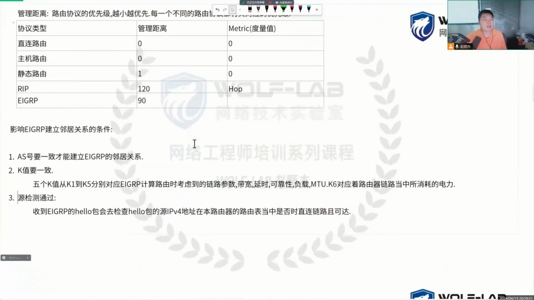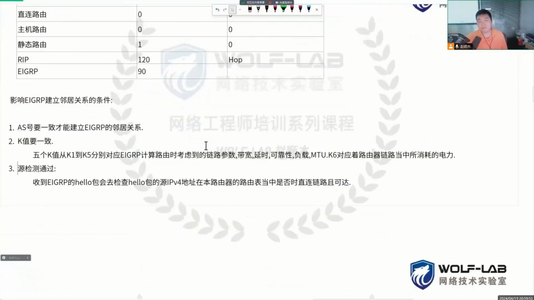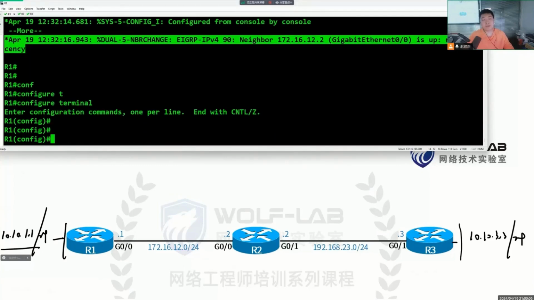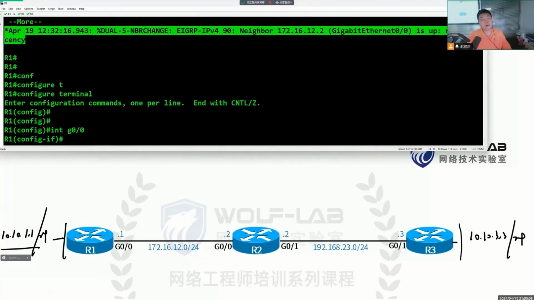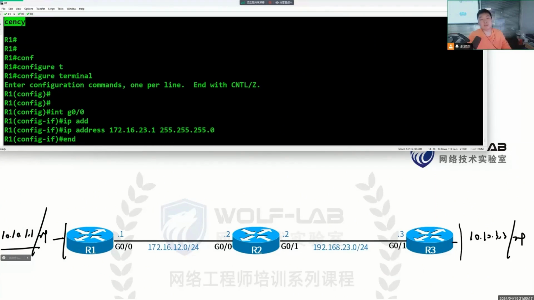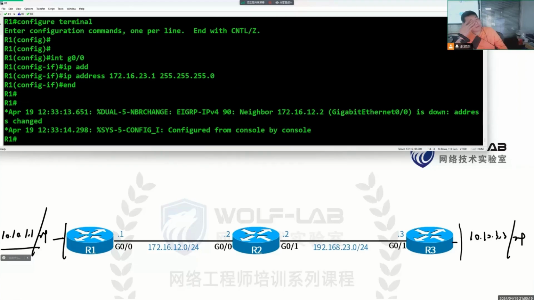Okay, students, this source check. Any questions, students? Any questions about source check? If there are no questions, let's talk about next. We will make a one-sided neighbor. Let's create a one-sided neighbor. We can break a source detection routine through a method. Like this, we change the address, 0.0 interface IP address, 172.16.23.1, 255.255.255.0. Let's make a source detection failure.